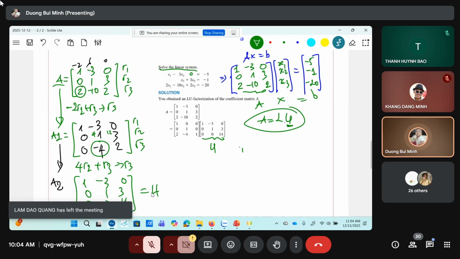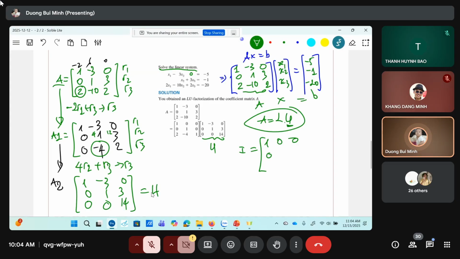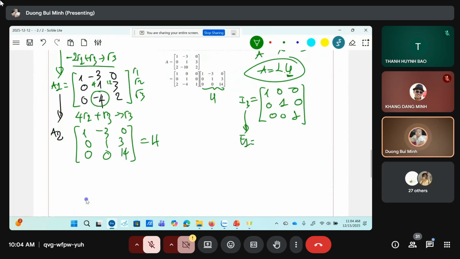Now, for A, we can get I. I will have 3 rows and 3 columns, so you get I3: 1, 0, 0, 0, 1, 0, 0, 0, 1. And now I apply the same step. I can get E1. Here, the same step. E1 is what? -2 R1 plus R3 related to R3, so you keep R1, so 1, 0, 0. We keep R2: 0, 1, 0. We just modify R3. So minus 2 here, you get here -2, 0, 1.